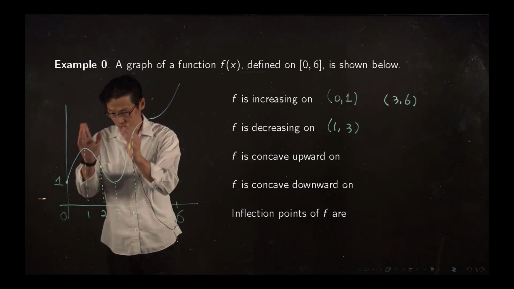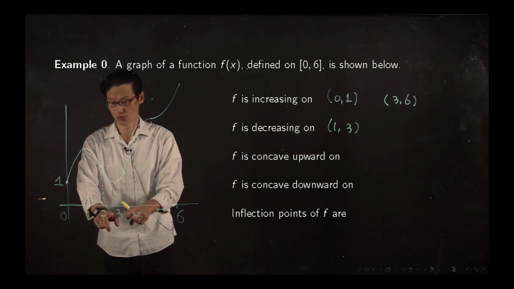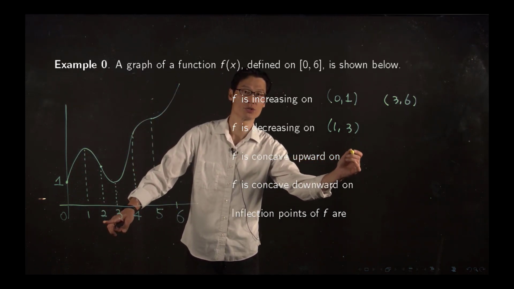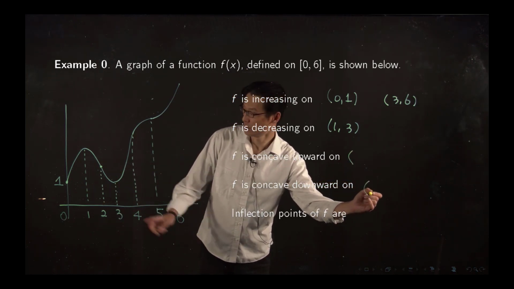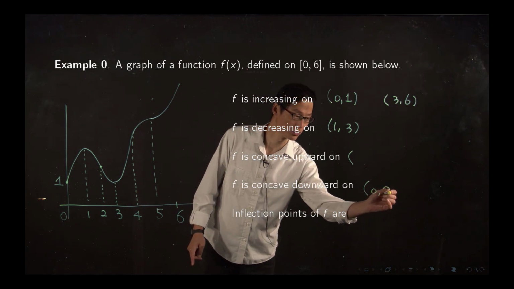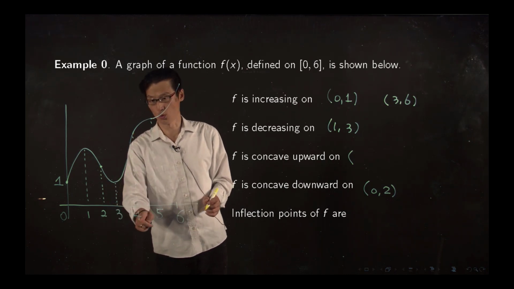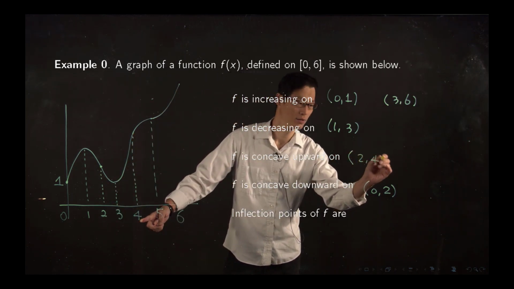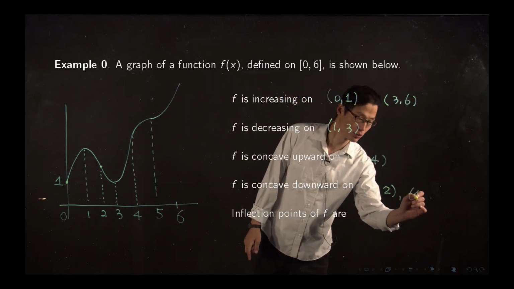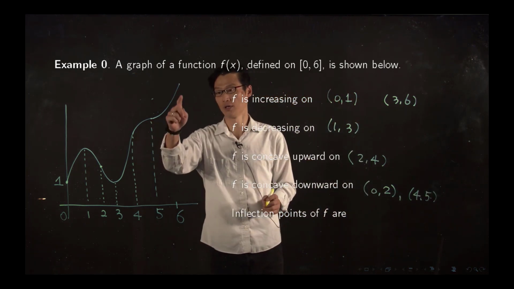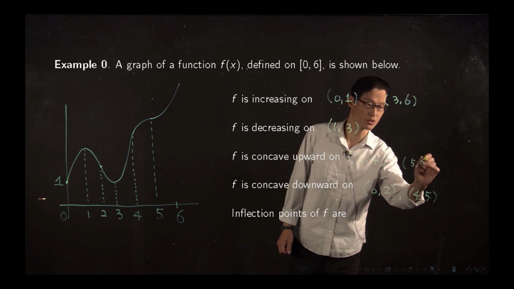Okay. For the concavity, you look at the graph carefully. Your function is concave downward up to 2. So the function is concave downward from 0 to 2, and then concave upward from 2 to 4, and then concave downward from 4 to 5, and then concave upward from 5 to 6.